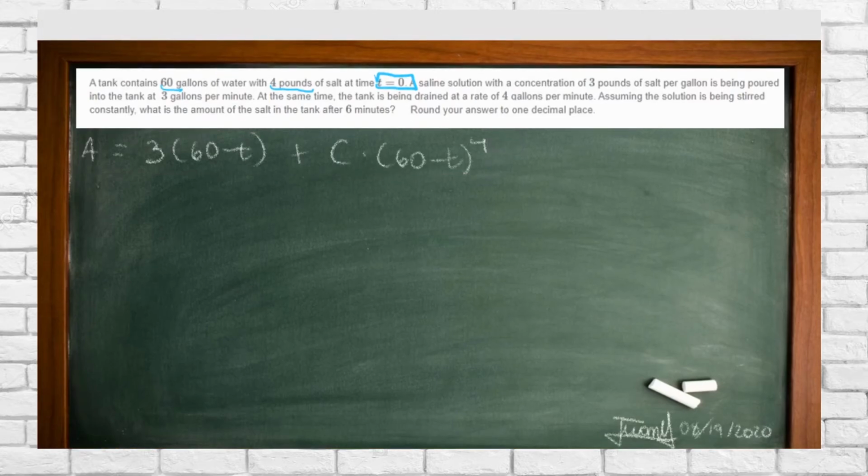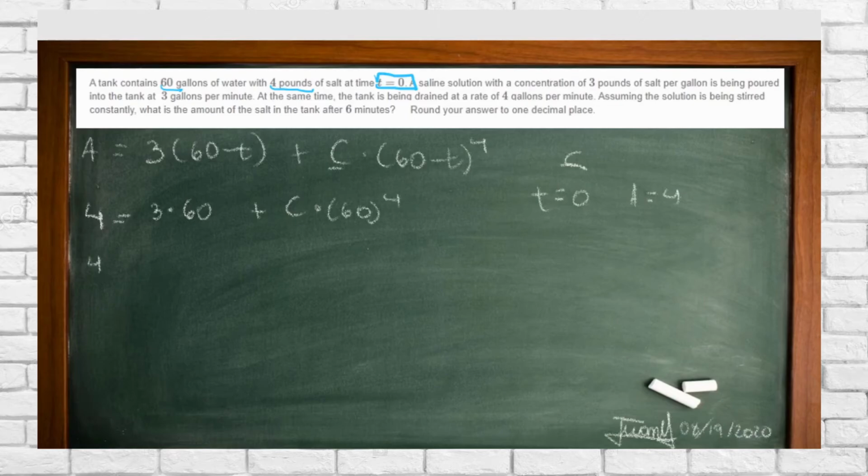So as I was saying before, we want to look for c in this equation in order to finish up knowing what the entire equation is. But what we know is that when the time t is equal to 0, the amount of salt, meaning A, is equal to 4. So 4 is going to be equal to 3 times 60 plus c times 60 to the 4th power.